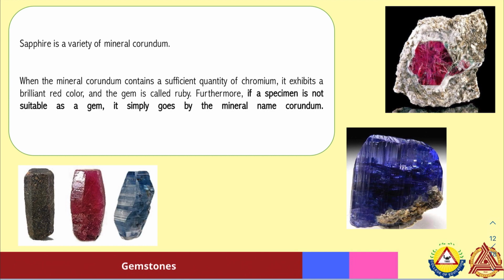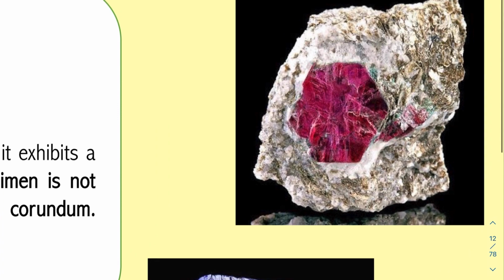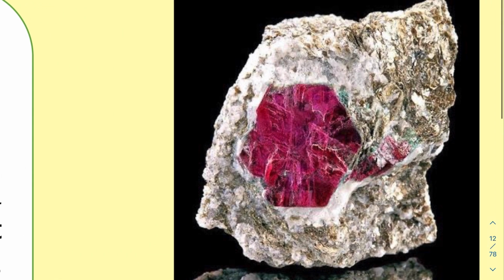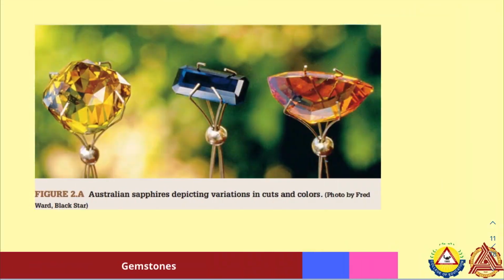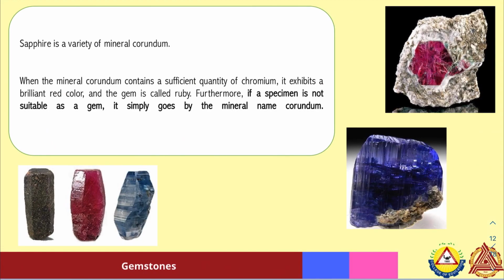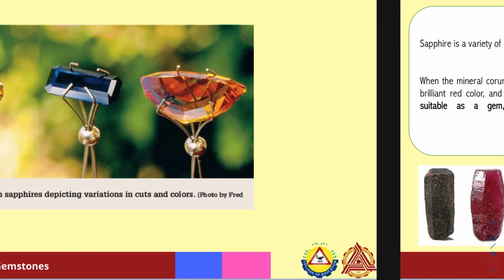Kung raw pa gani niya nga form, bisan pa nagpula na siya sa raw nga form, just like what you are seeing here, that is still corundum. But once it underwent a process na gi-cut nimo siya, gi-polish nimo siya, that is now considered as a gem, just like what you are seeing here. If a specimen is not suitable as a gem, it simply goes by its mineral name. So matawag lang gyud nimo siya gem when it underwent a specific process.